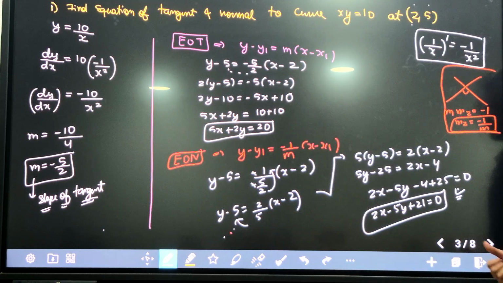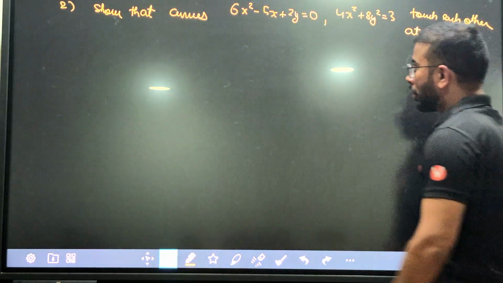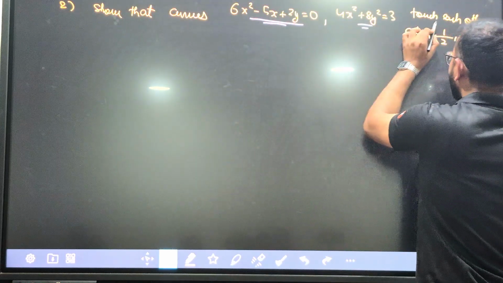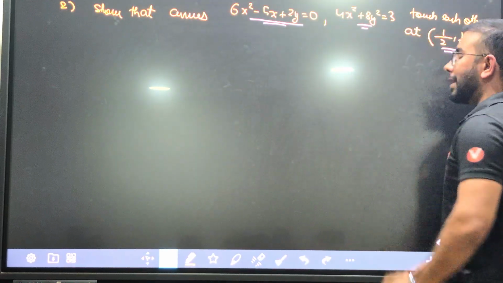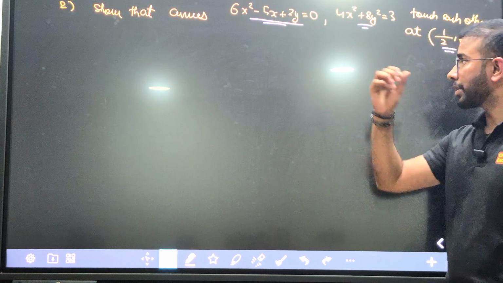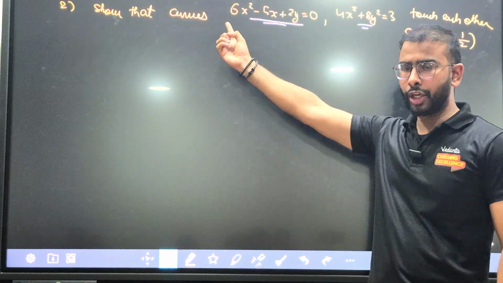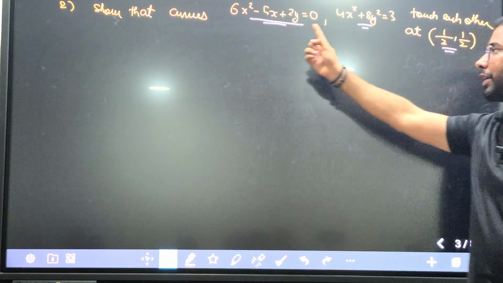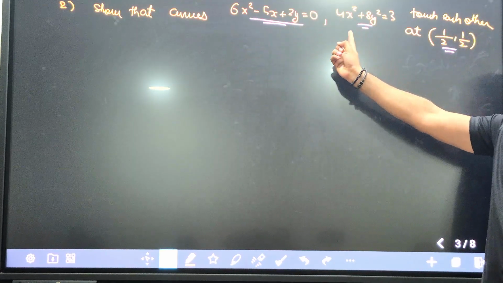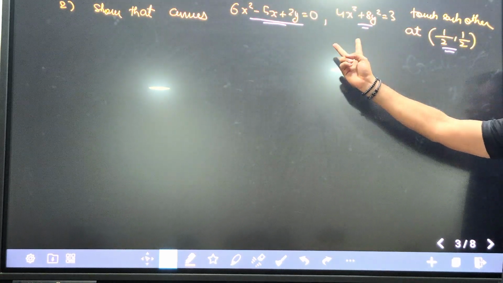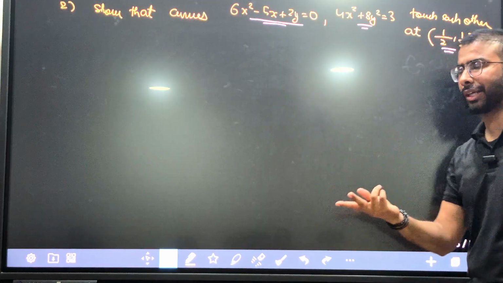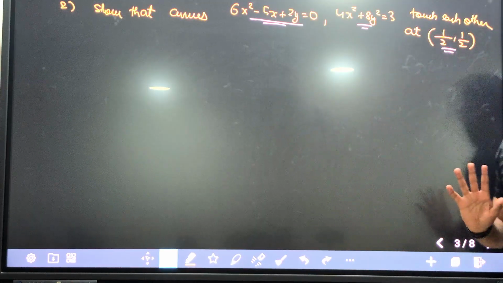Let's take question number 2. Show that these two curves, this is curve 1, this is curve 2, touch each other at this point. Touch each other at this point means you will differentiate this function, substitute this point, and you will get m1, slope 1. You will differentiate this function, get m2, and substitute the point. If m1 equals m2, both touch each other. If both are not equal, then they are not touching each other.